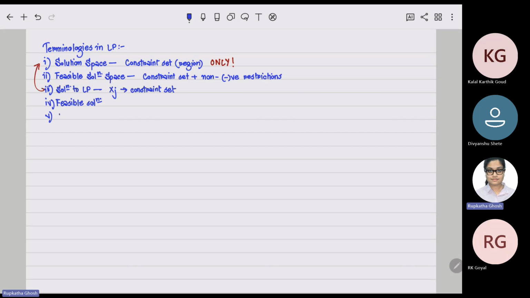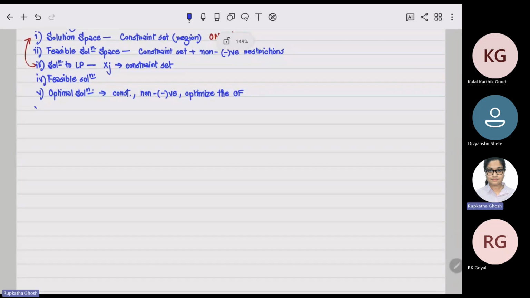And finally, we have the optimal solution. Optimal solution is any set of values of xj that satisfy the constraint set, the non-negativity restrictions, as well as optimizes the objective function, that is maximize or minimize. That is termed as an optimal solution to the LP model. Clear?